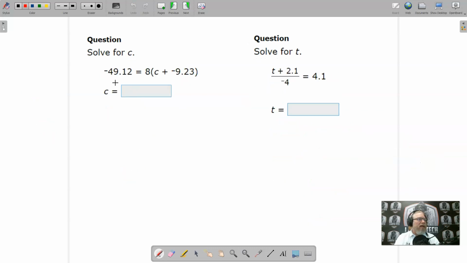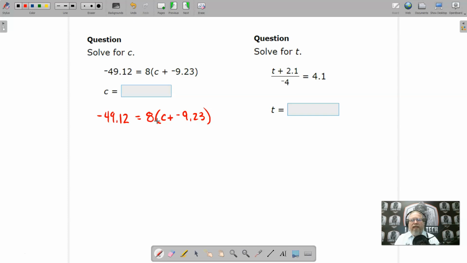All right, got some decimal stuff going on here. I wonder if we could, let's try this. Negative 49.12 equals 8 times the quantity of C plus negative 9.23.